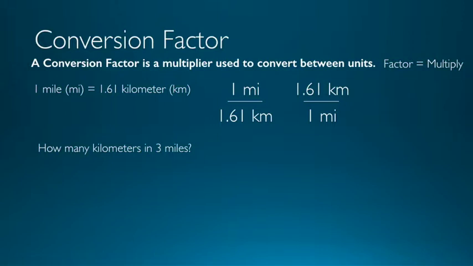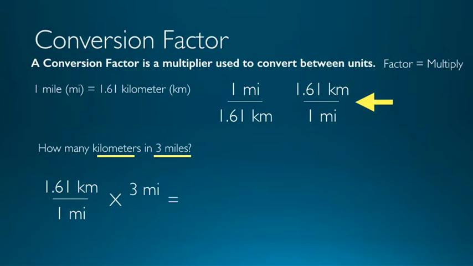I'm trying to find kilometers to miles. Well, I'm going to use the second one because that one is written kilometers to miles, and my question says, how many kilometers in 3 miles? So we're going to start off with that ratio, 1.61 kilometers to 1 mile. Now here's where it gets a little tricky. I'm going to take that ratio and multiply it by 3 miles, because I'm trying to find out how many kilometers there are in 3 miles.